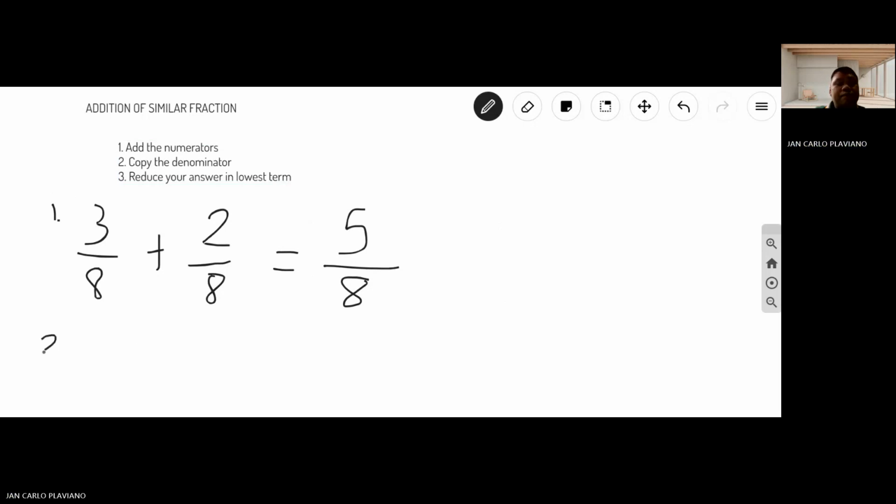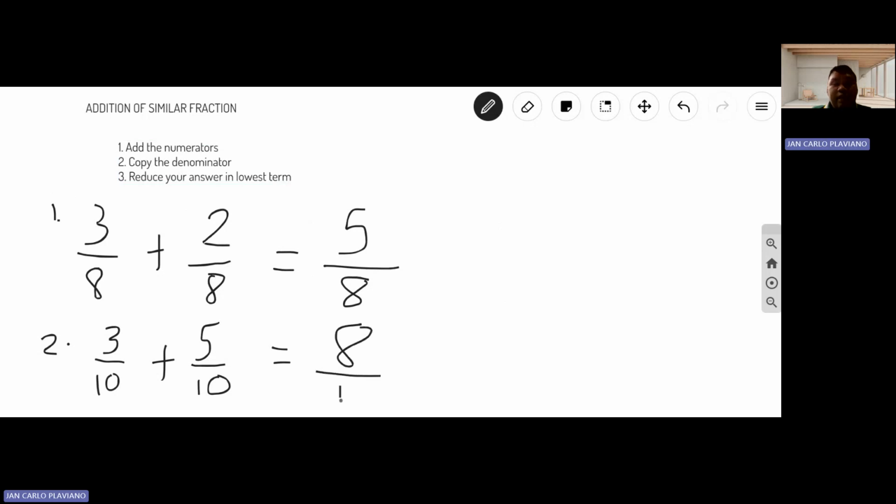Next one, 3/10 plus 5/10. So these are examples of similar fractions. Now, first step, add the numerators. So we need to add 3 and 5. What is 3 plus 5? 8. Very good. And we need to copy the denominator.